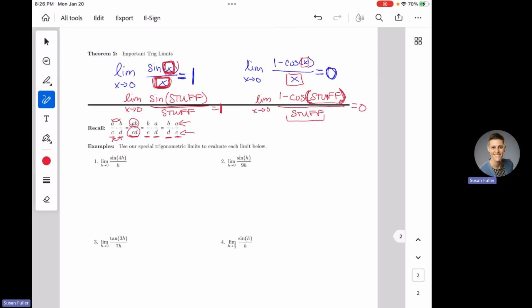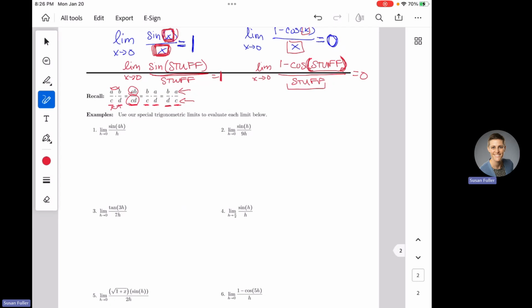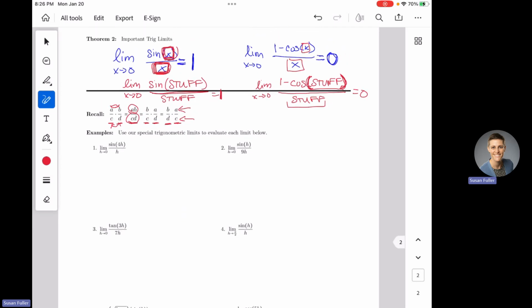So we want to use our special trig limits to evaluate some of these guys down here. So let's start with number 1. I want to evaluate the limit as h goes to 0 of the sine of 4h over h. And you're going to say, hey, that looks a lot like this one. The limit as h goes to 0, right? I have an h instead of an x, but it's still going to 0. And I have the sine of 4h over h. That looks a lot like this. But the difference is I have a 4h on top and just an h on the bottom.